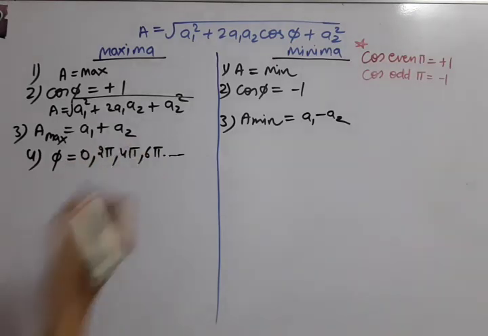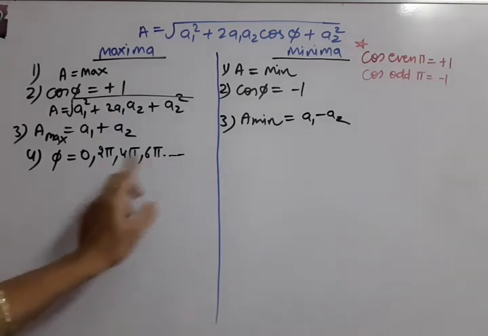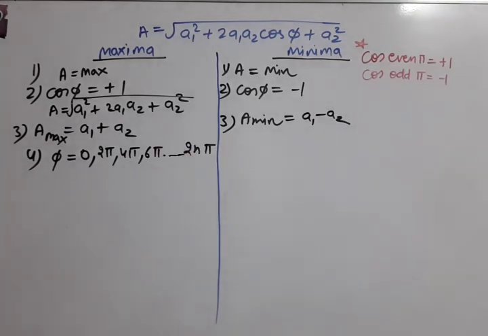So how to write it in general? I have to write its general formula. Because these are even numbers, for even numbers I write 2n pi. Okay, so the general formula of the phase difference here has come: 2n pi.